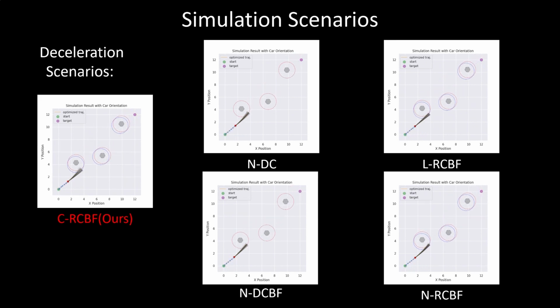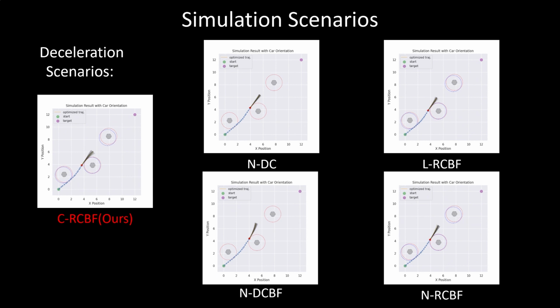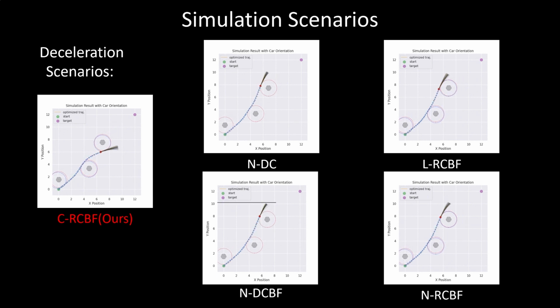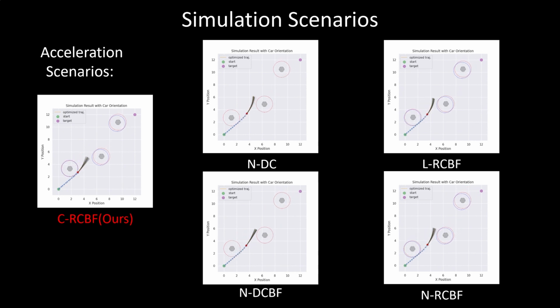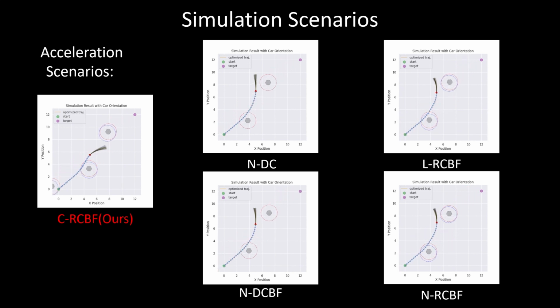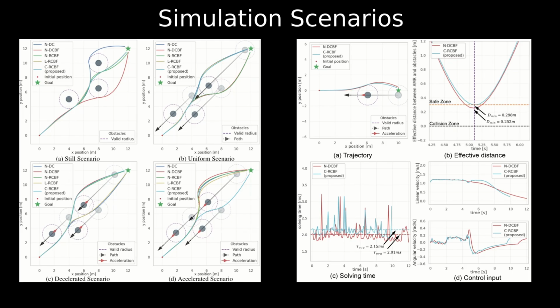In the scenario where the obstacle moves at a uniform deceleration, the safety of each method has recovered to a certain extent. In the scenario where the obstacle moves at a uniform acceleration, other methods begin to seriously violate the safety constraints. All scenarios and results are shown.